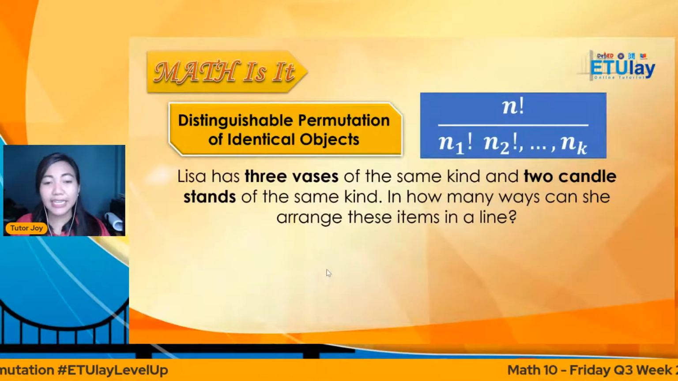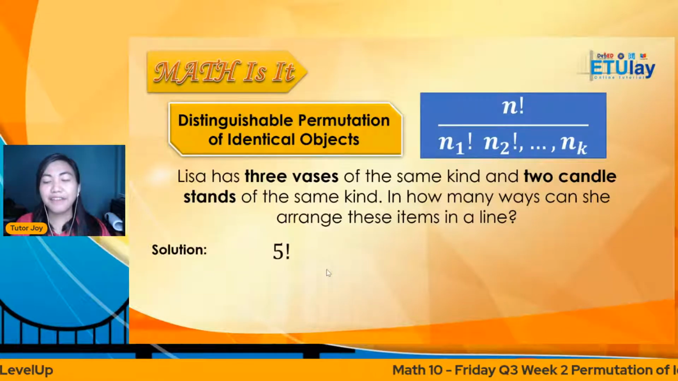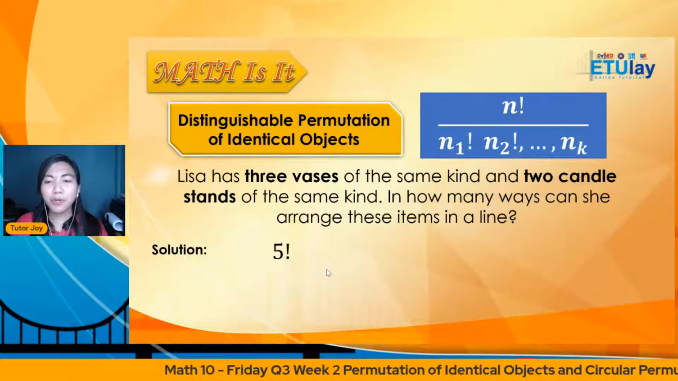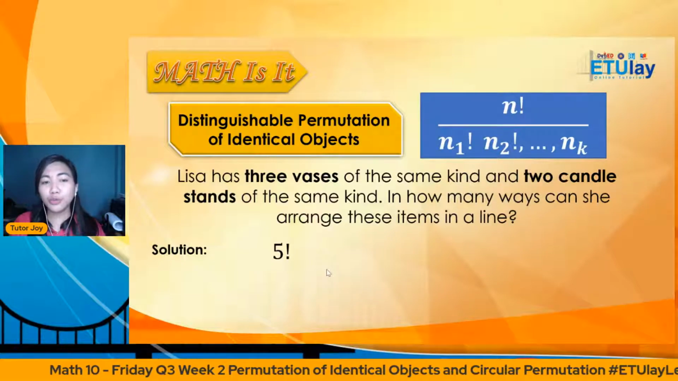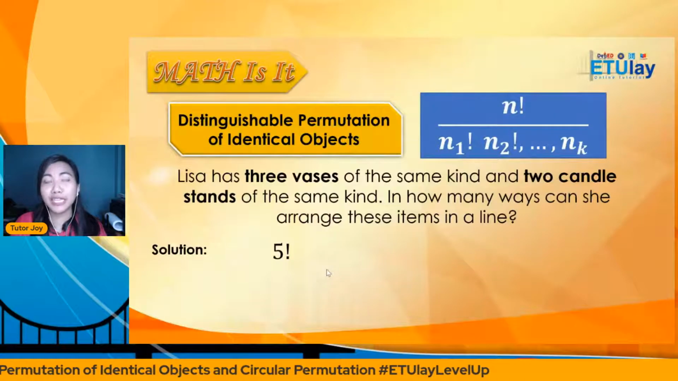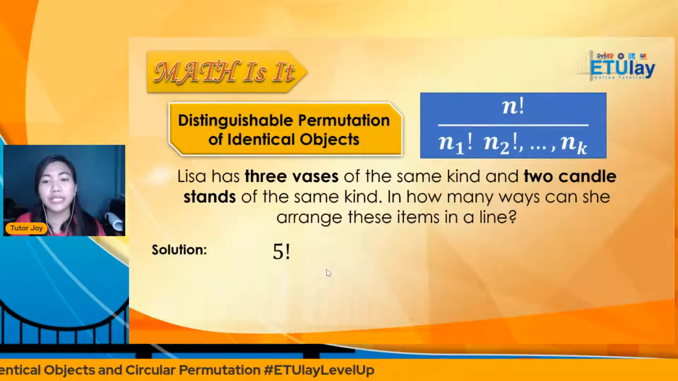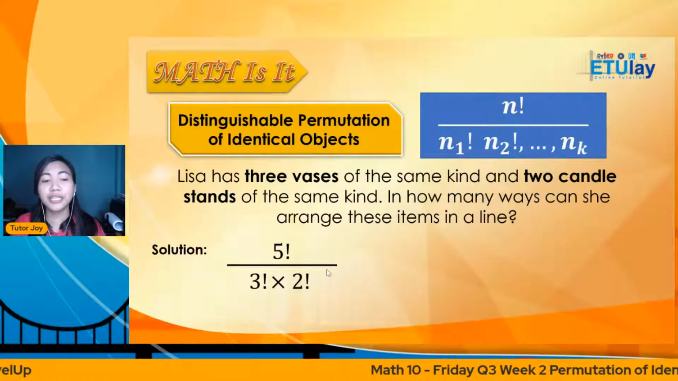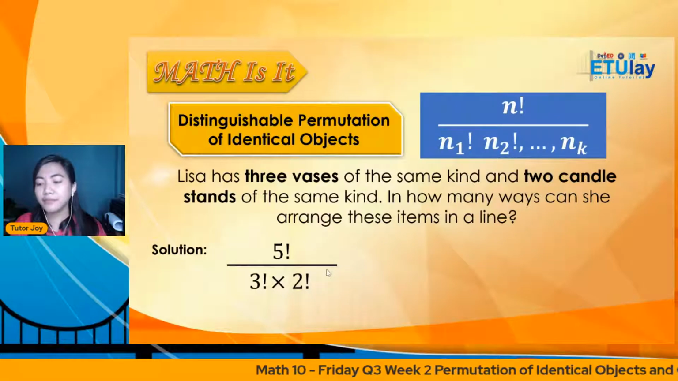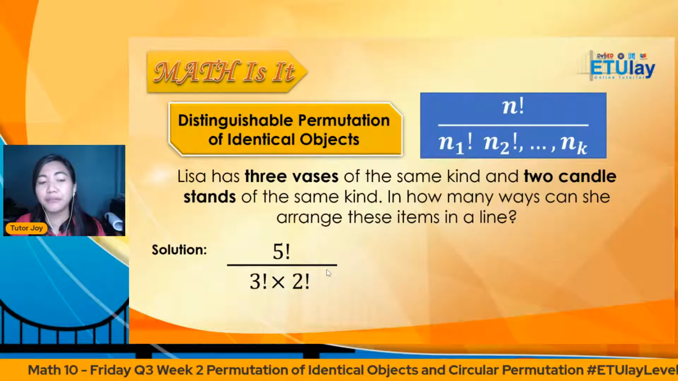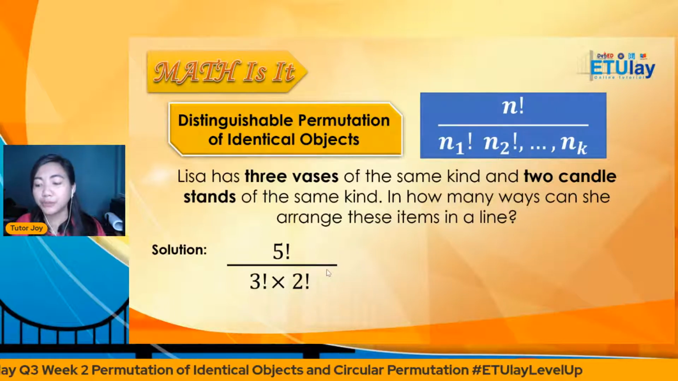Correct. That is 5 factorial kasi may 3 vases, may 2 candle stands. Tapos, merong 3 uri ng vases, magkakapareha sila. I mean, may 3 pirasong vases, magkakapareha sila, kakauri sila. May 2 pirasong candle stands at same kind din. So that is the product of 3 factorial and 2 factorial. Can you please simplify? What is 5 factorial divided by the product of 3 factorial and 2 factorial?